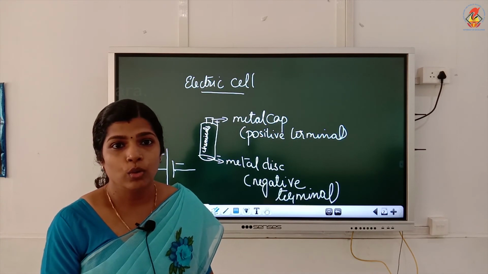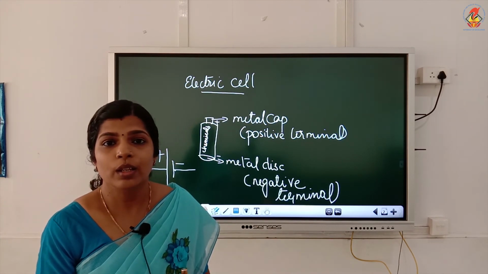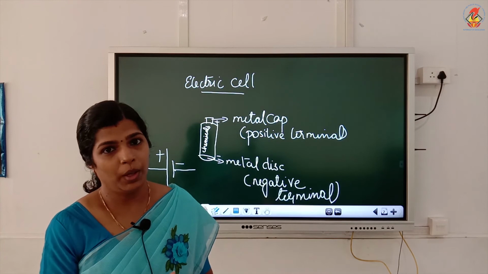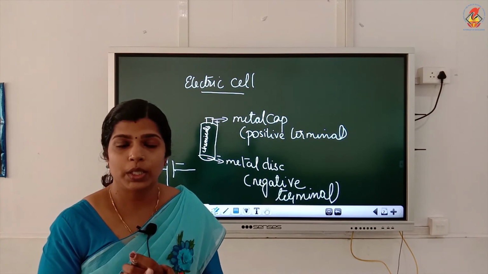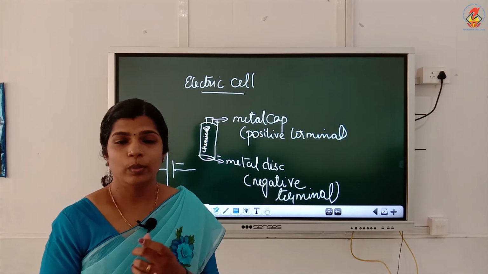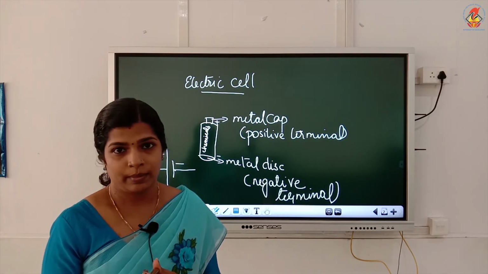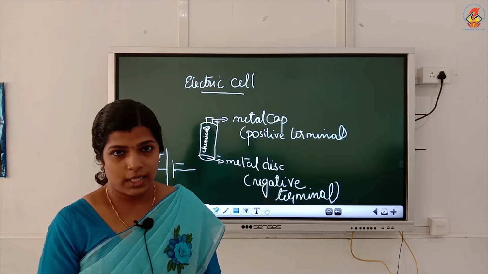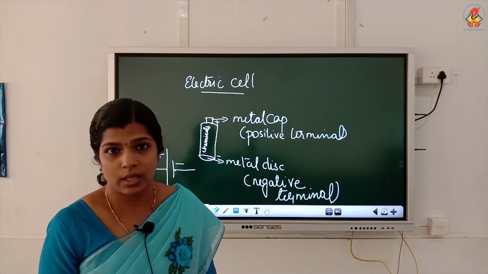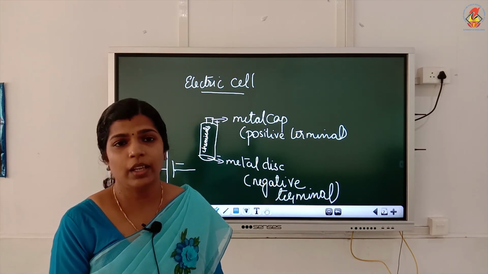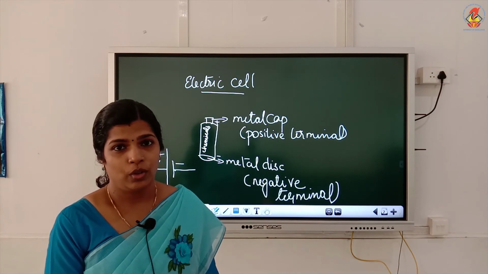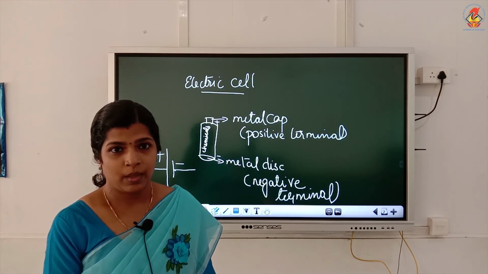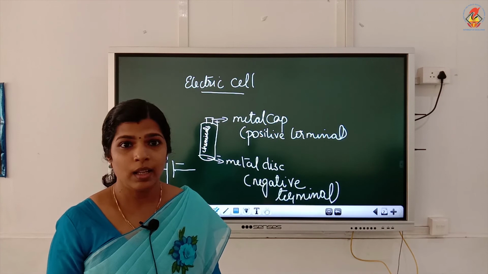Now what will we do? We will replace the cell with a new one. Suppose your watch battery is not working, what will you do? You will just replace it with a new one. Okay. So, that means the energy is used up, meaning it cannot provide electricity. So, we have to replace it with a new one. So, that is about the electric cell.